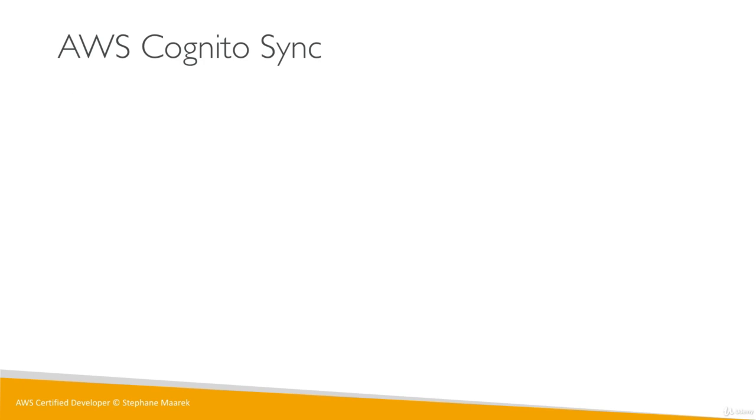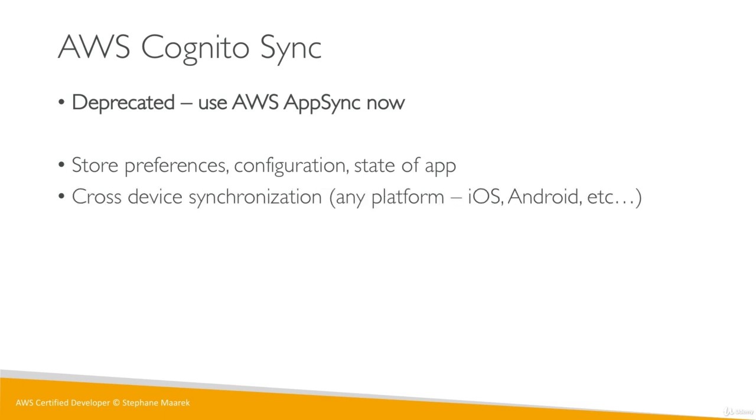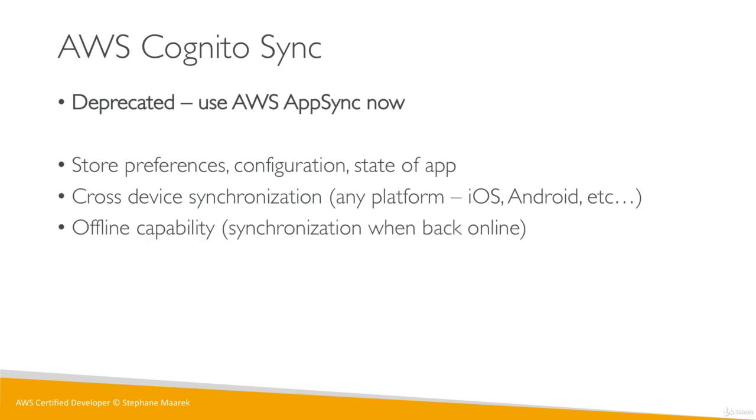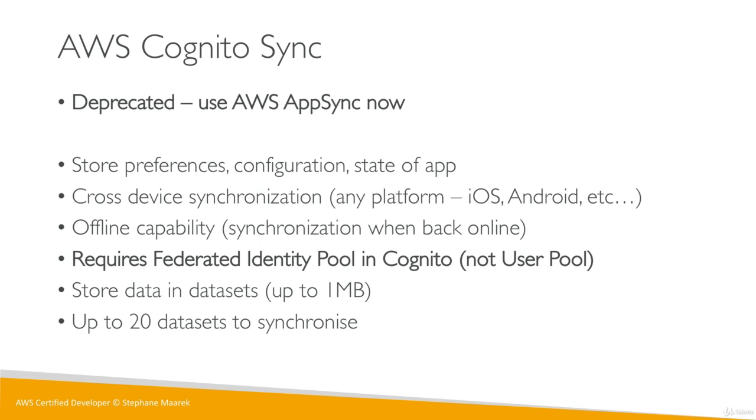Now, Cognito Sync is deprecated, and we should use AWS AppSync now, but it's out of scope of the exam. What is Cognito Sync? It is to store user preferences, configuration, and the state of our application, and it has a cross-device synchronization capability. Any platform, could be iOS, Android, etc. You can do offline stuff, so if you change your preferences offline and then go back online, they're synchronized automatically, so it's a good feature. To have it work well, you need to use federated identity pools in Cognito, not user pools, just something to know. The data is stored in datasets, each dataset could be up to 1 megabyte, and we can have up to 20 datasets to synchronize.